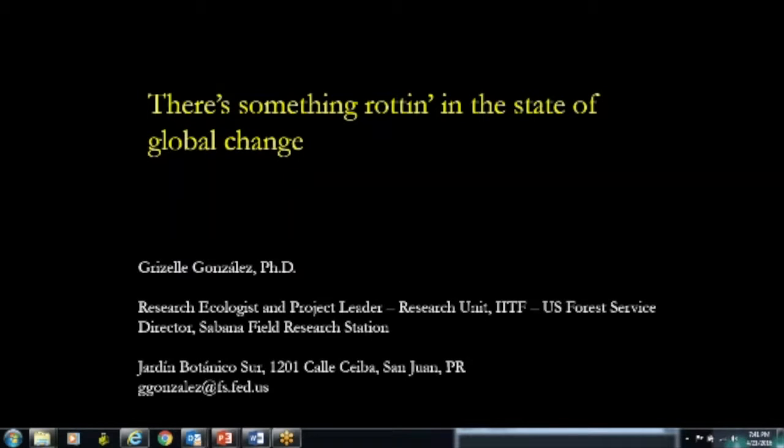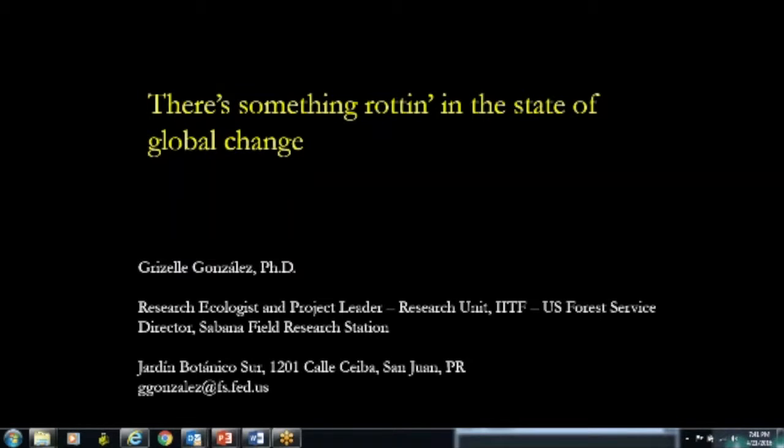Well, I am Grizelle Gonzalez, and I'm a soil ecologist with the International Institute of Tropical Forestry, that is with the Forest Service in Puerto Rico. And today I'll be talking about litter decomposition mostly.